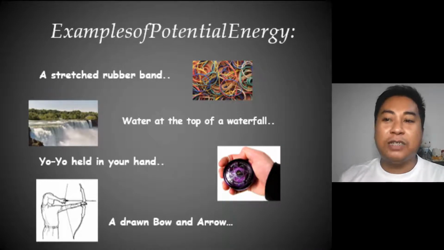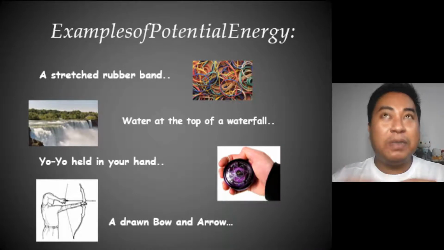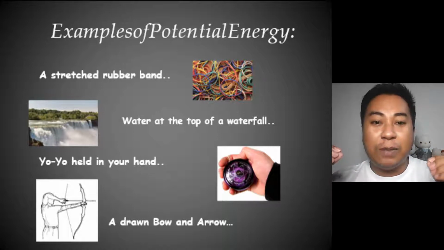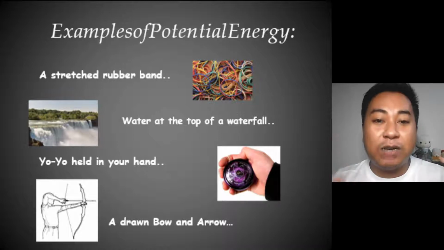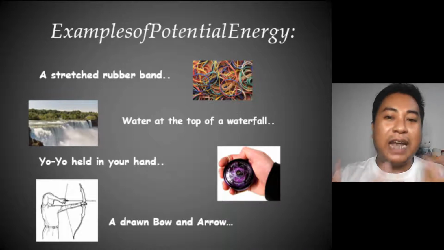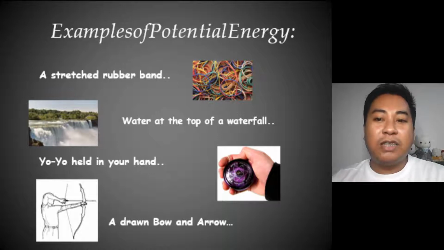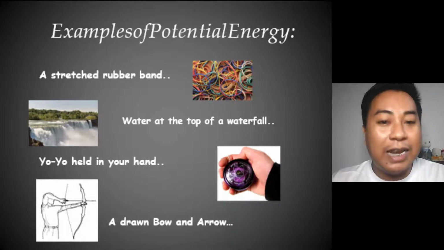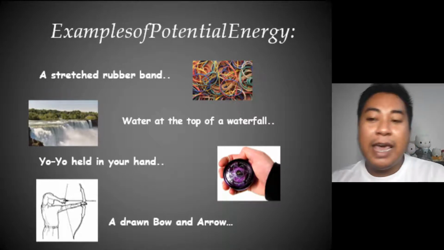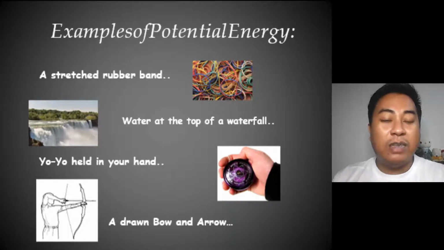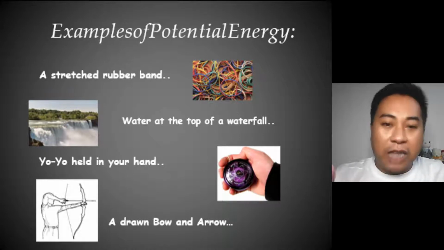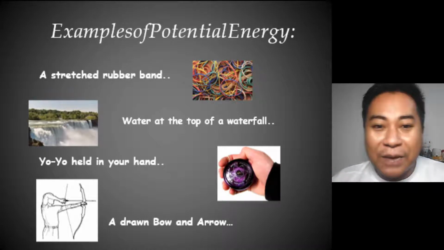So, examples of potential energy is a stretched rubber band. Kapag stretch mo yung rubber band, di ba may resistance or nagre-resist kapag na-stretch ang rubber band? Kasi, babalik siya sa original niyang state which is yung relaxed state ng isang rubber. So, water at the top of the waterfalls is a potential energy. A yo-yo held in your hand contains potential energy, and a drawn bow and an arrow. Yung hinila mo yung bow and arrow na hindi mo pa siya binibitawan. Sana all, hindi binibitawan. Ayan.